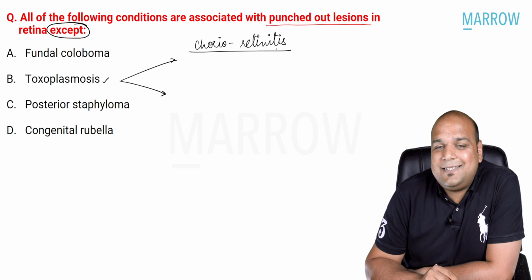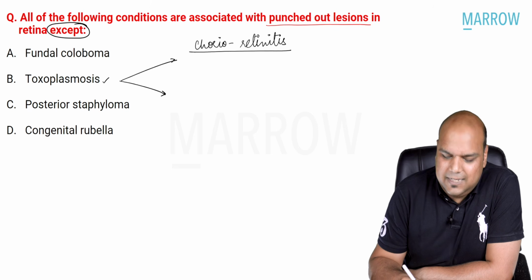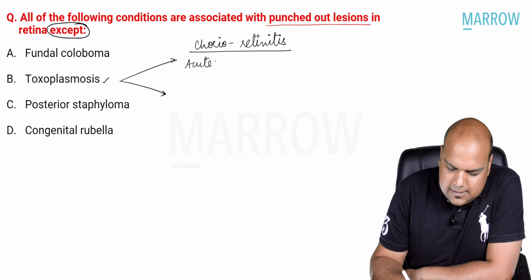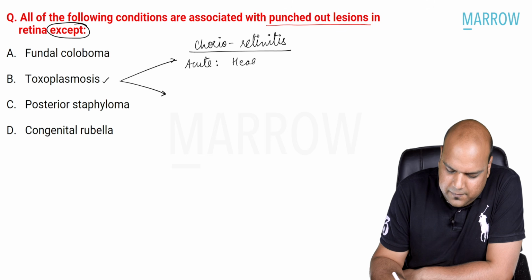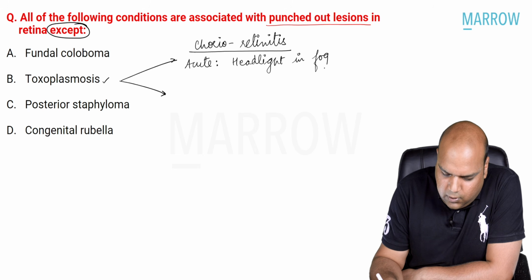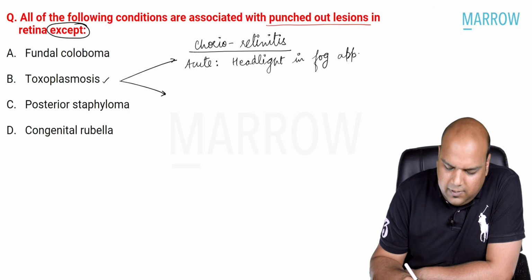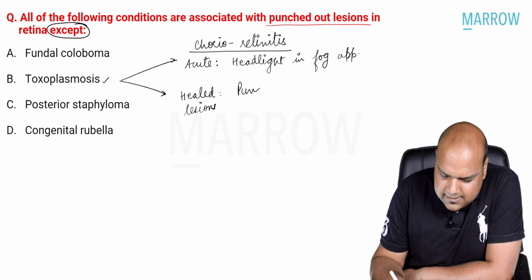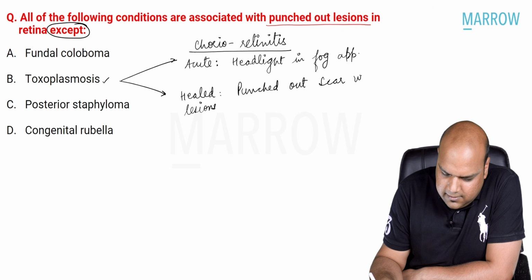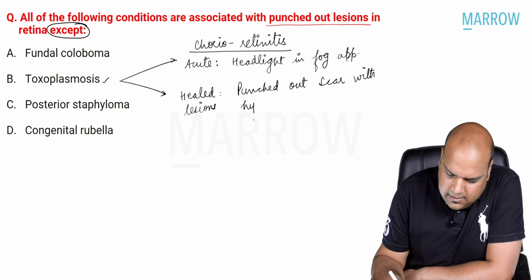In chorioretinitis, there are 2 kinds of named signs that we see. In acute cases, due to ensuing vitritis, we see something called the headlight in fog appearance. Whereas in healed lesions, we see a characteristic punched out scar with hyperpigmented border.